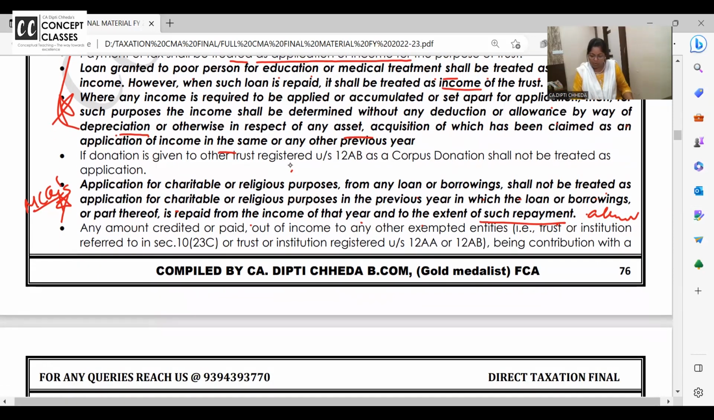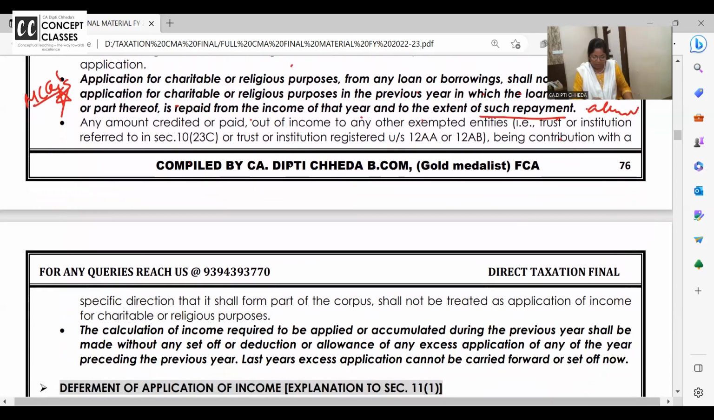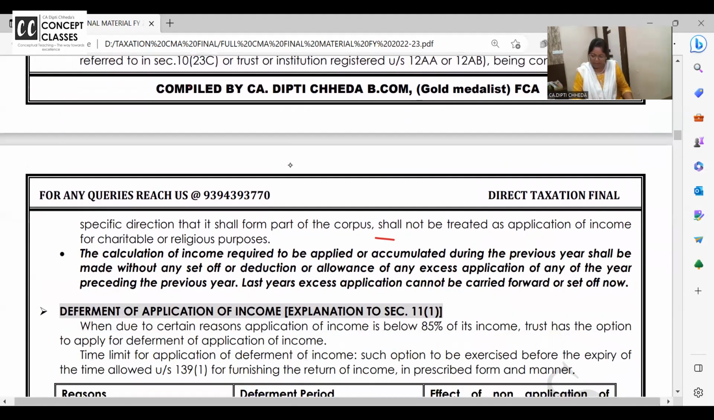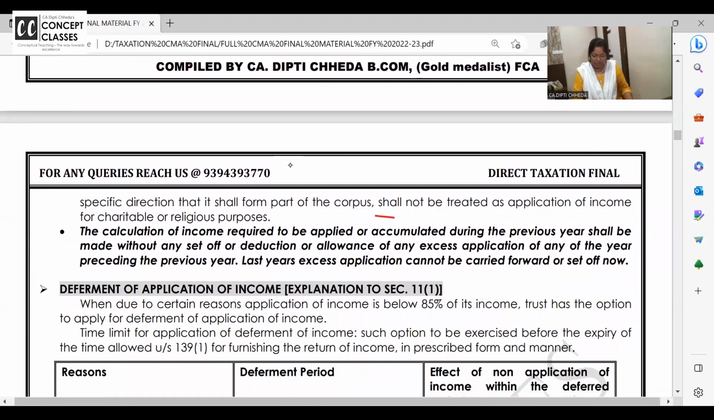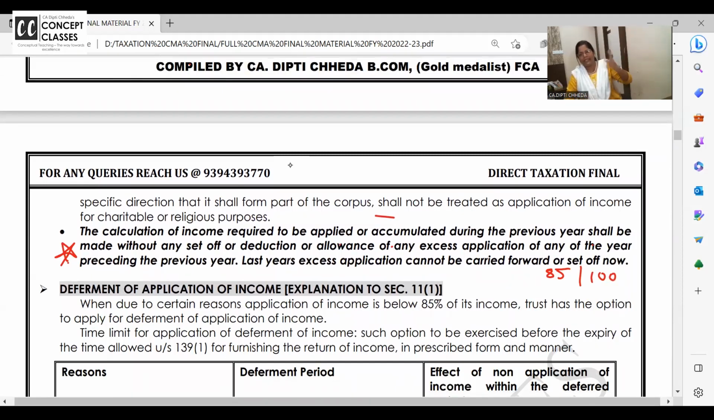Any amount credited out of income exempted, referred to intent being contribution with specific direction corpus, तो वो नहीं मिलेगा. It shall not be. And calculation of income required to be applied or accumulated during the year, this is a super point. Sometimes trust का income 85 है और applied 100 होता है. कुछ पुराना भी पड़ा है वो भी apply कर लिया. Ma'am, income is 85, applied is 100. Can I say 15 excess applied carry forward to be set off next year? Answer is no. कोई carry forward नहीं होता, कोई set off नहीं होता.